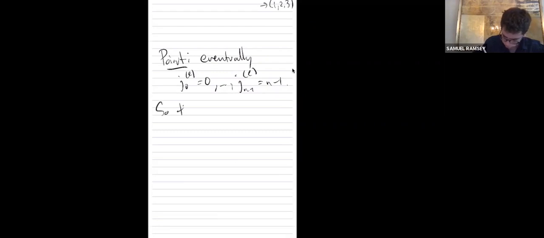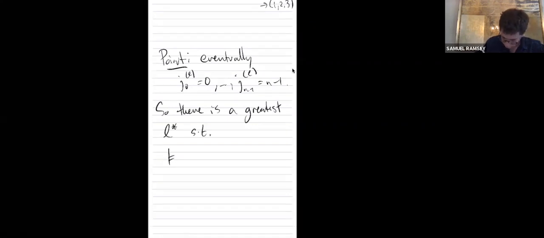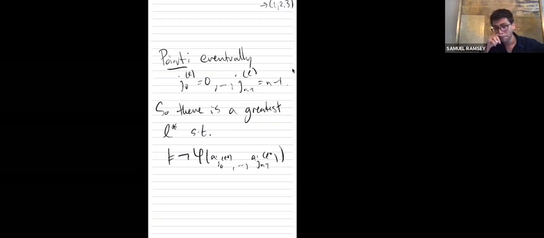Okay. So there is a greatest L prime such that we have not phi A J0 L star dot dot dot A J n minus 1 L star. So far, so good.